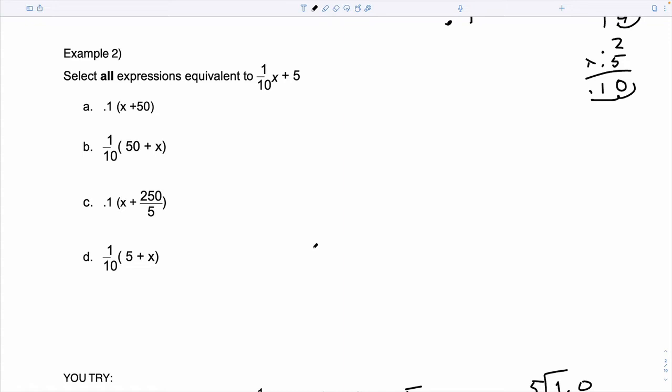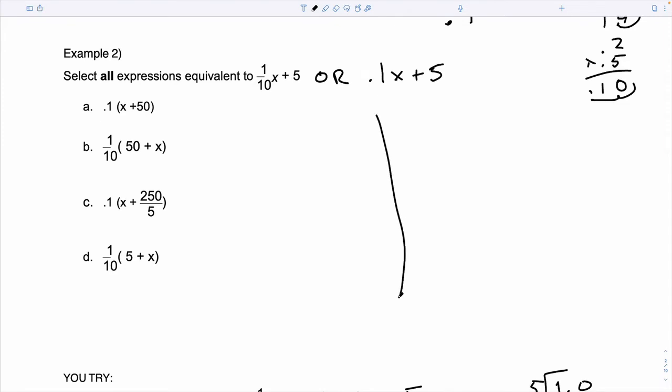Think about how 1/10 could be a decimal. Look at your sprint sheet. If you're not sure what that is mentally, you have a cheat sheet. I think we had 1/10 on there. What was 1/10 as a decimal? Brooklyn. Okay, so let's rewrite this. We need the decimal version and the number version. 0.1x plus 0.5 is the same as 1/10 x plus 5.